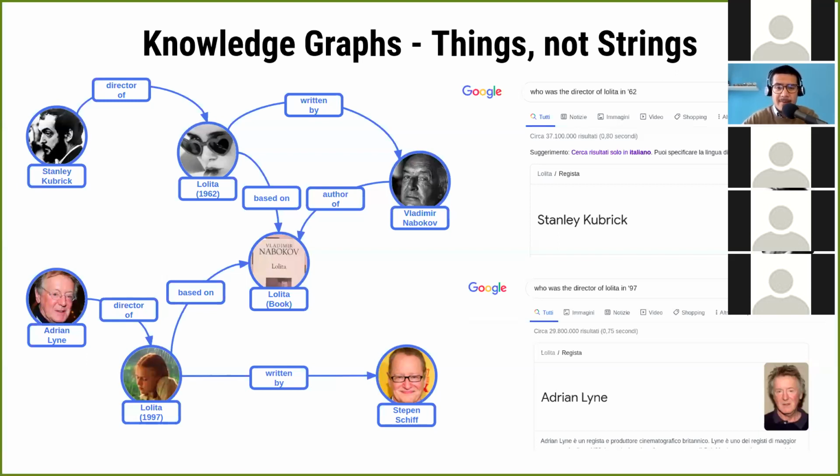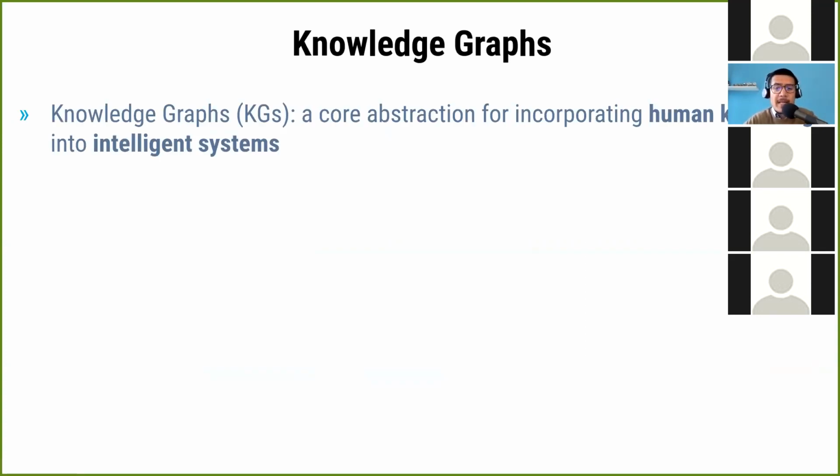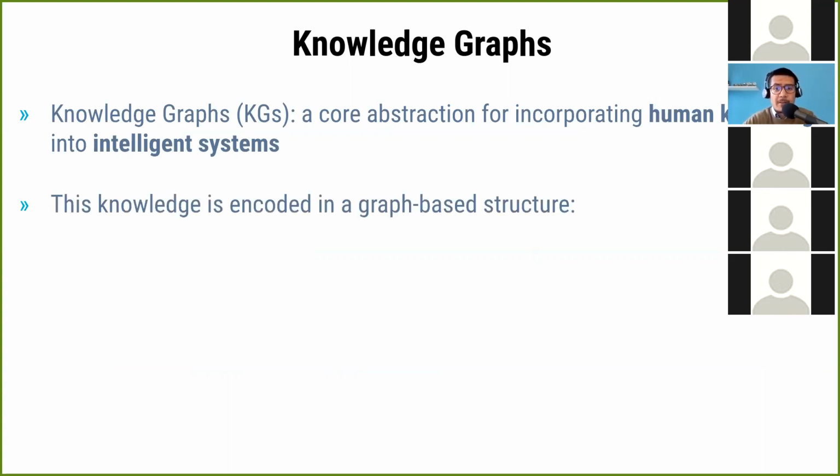So, giving a more formal definition, knowledge graphs have become a core abstraction for incorporating human knowledge into intelligent systems. This knowledge, as we saw, is encoded in a graph-based structure in which nodes represent entities of the real world, while edges define the relations between these entities.